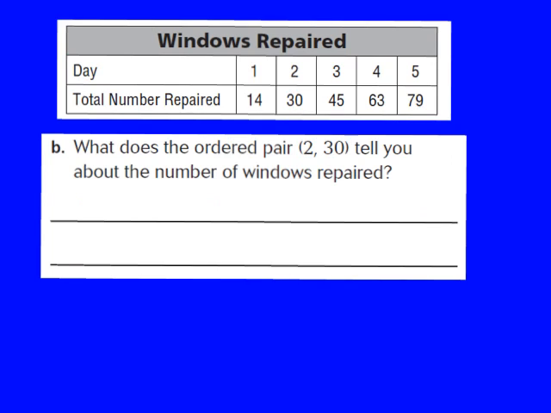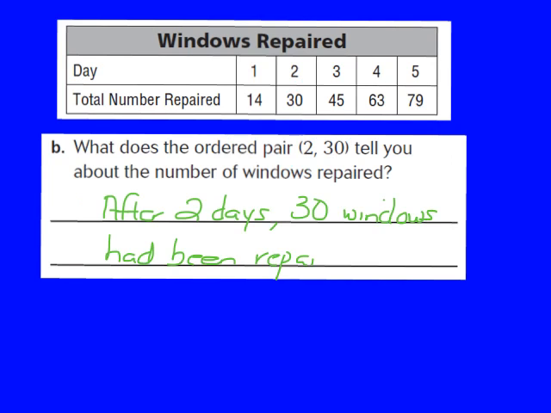So I'm going to go ahead and write that down. So once again, it tells me that after 2 days. So we're going to write down after 2 days because once again, the x represents the 2, which represents the number of days. So after 2 days, we know that 30 windows had been repaired. So we're going to go ahead and write that down. 30 windows had been repaired. Because once again, the 30 represents the total number repaired. So 2 is the days, so 2 days, 30 represents the total number repaired, so it means that 30 windows had been repaired.